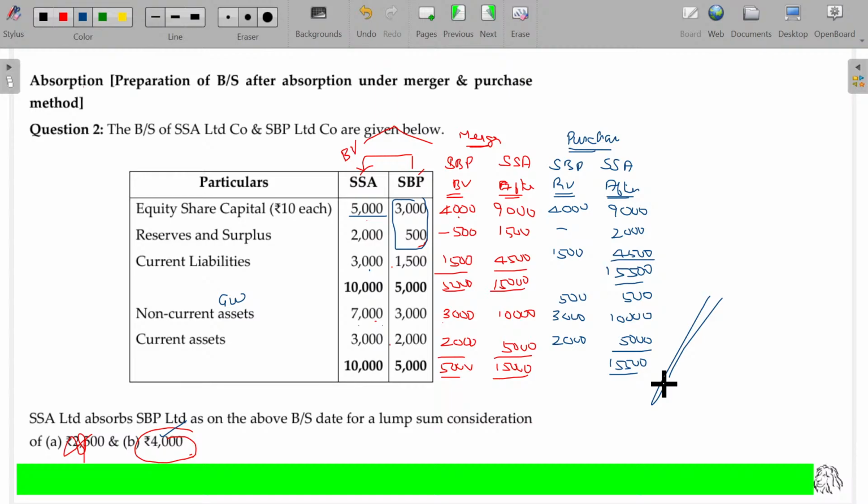Now let's move on to the merger concept. Means mingling these two. Existing two companies closed and formed a new company. Amalgamation type. Traditionally, this will be called absorption, and the other way is called amalgamation. But we currently call it only amalgamation as per AS number 14.